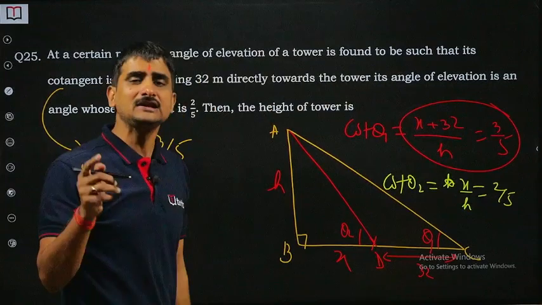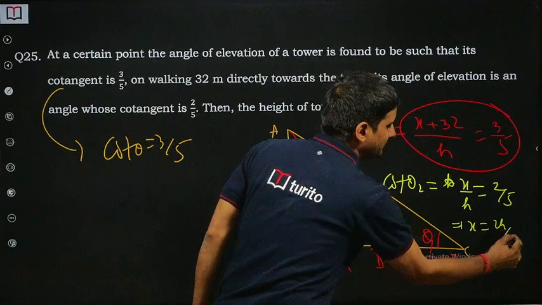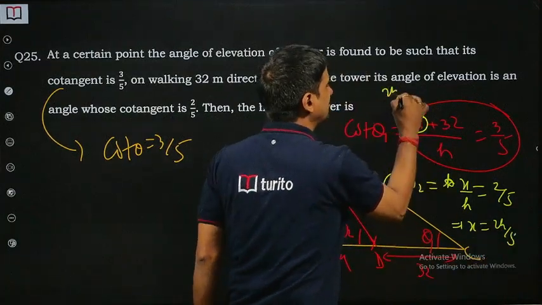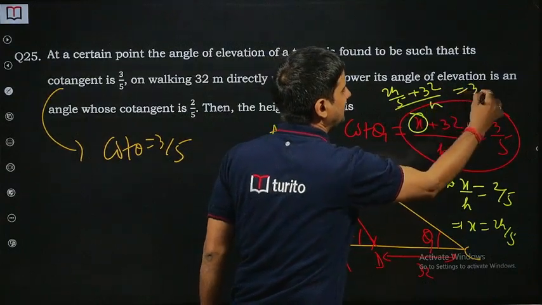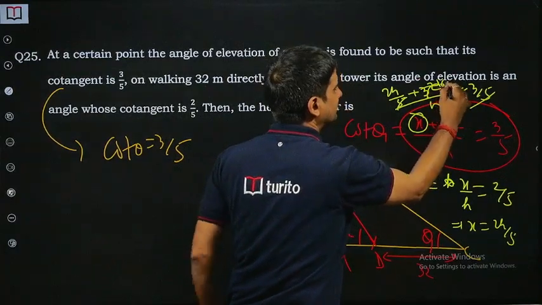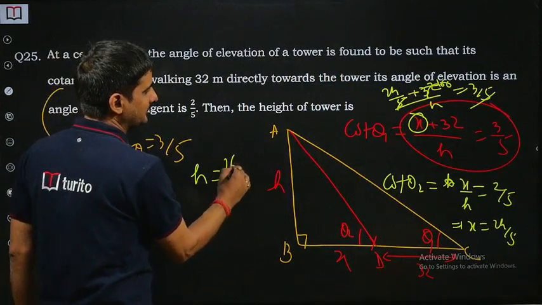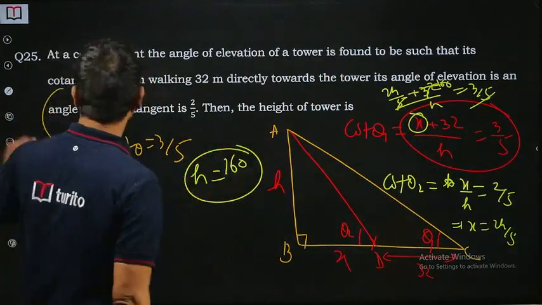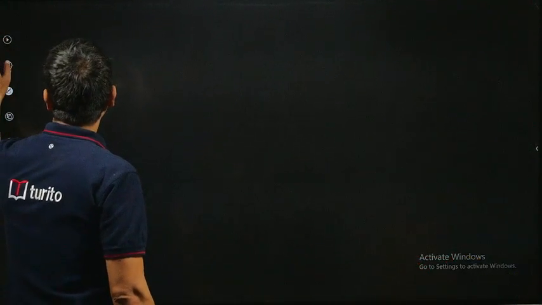Now see, we need h here, so we can write that x is nothing but 2h by 5. So just replace here, so it's 2h by 5 plus 32 upon h is 3 by 5. The 5 gets cancelled, and this is how much? 160. So 2h plus 160, so we can solve it. So I think it's 160 itself. Let's check the answer. Okay, that's great. So I think we are done.